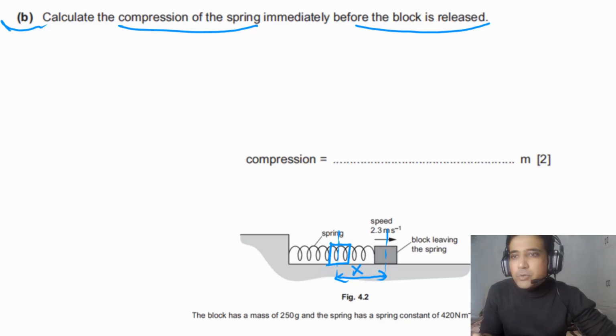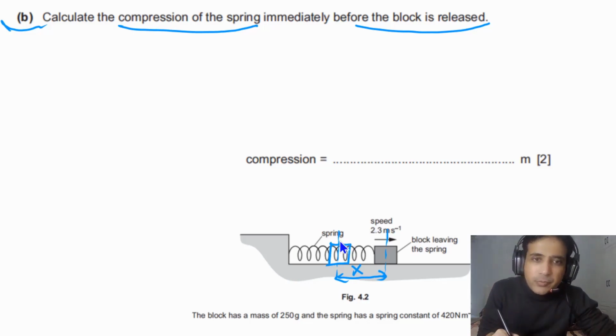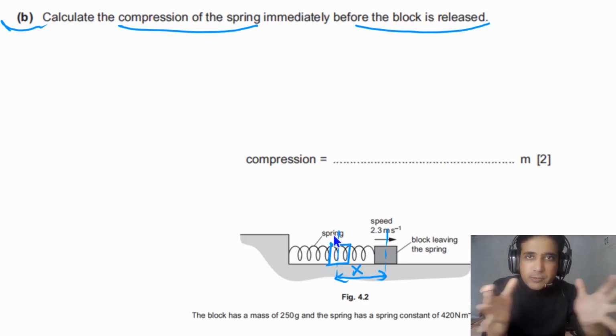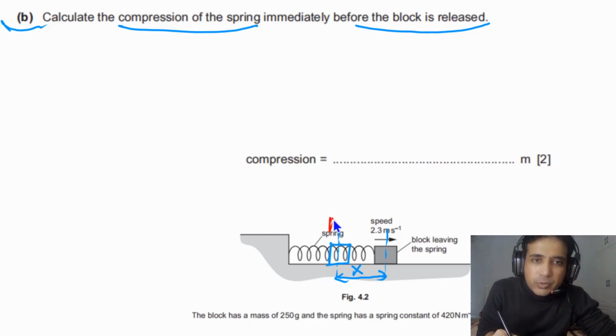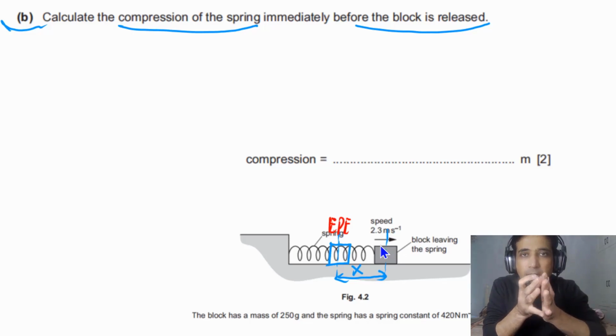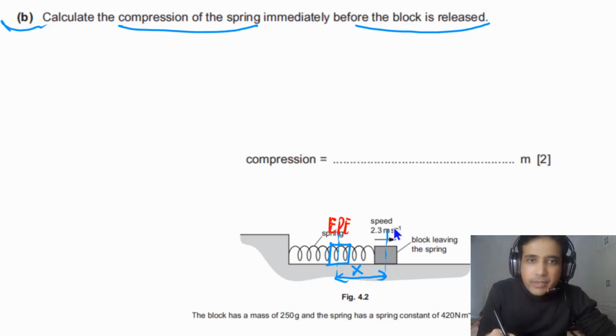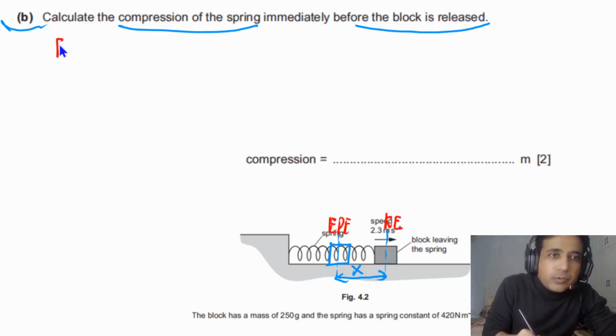In order to calculate the value of x, at this point when the block is here, the spring is fully compressed. So the energy stored in this system is equal to EPE. And at this point, the spring is not extended and not compressed, so the energy in the system is stored in the form of kinetic energy. So simply in this case, we can say elastic potential energy is equal to kinetic energy. And kinetic energy we have already calculated. We have the value of kinetic energy.